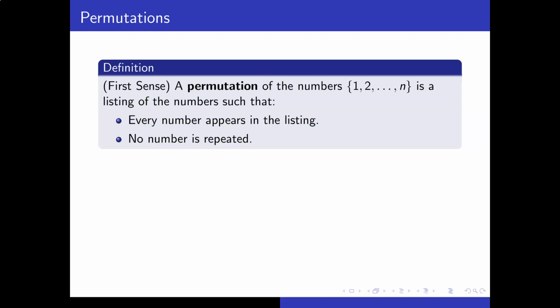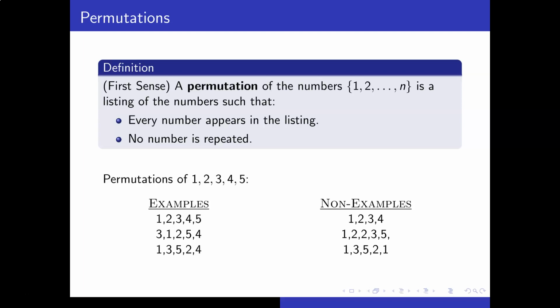This probably jives with your understanding of the word permute or permutation. We're just going to reorder the numbers. Now, when we reorder them, we have to make certain that every number gets in the reordering and we never repeat a number. So let's look at a few examples of permutations of 1, 2, 3, 4, 5. One way to reorder them is to, well, not reorder them. You just leave them in the order you have.